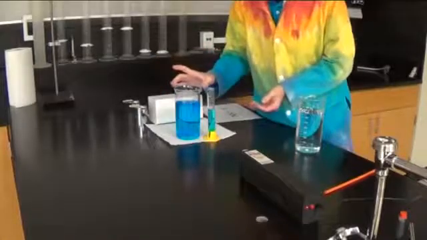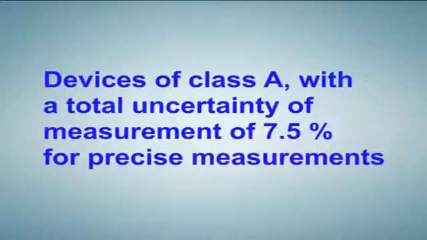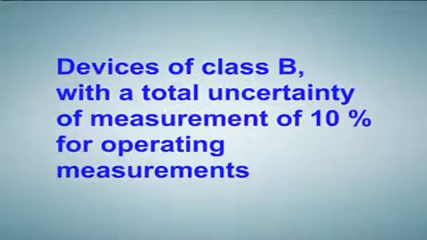their measurement into devices of class A with a total uncertainty of measurement of 7.5% for precise measurements, and devices of class B with a total uncertainty of measurement of 10% for operating measurements.